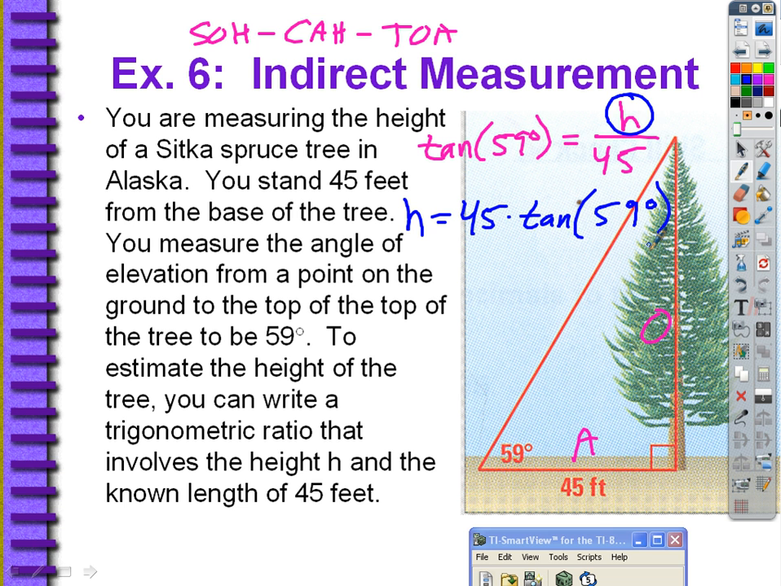Now, when you see something like this, tangent of 59 degrees, that's a lot like the symbol pi. Tangent of 59 degrees is just a number, right? That's a number that your calculator is going to give you, just like your calculator will give you the number pi as I hit the pi symbol, right?